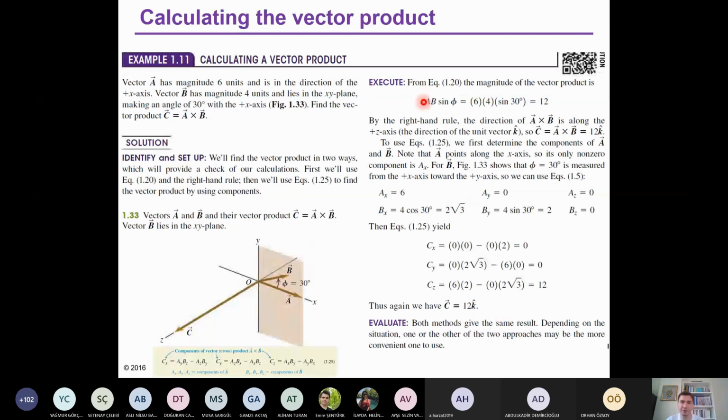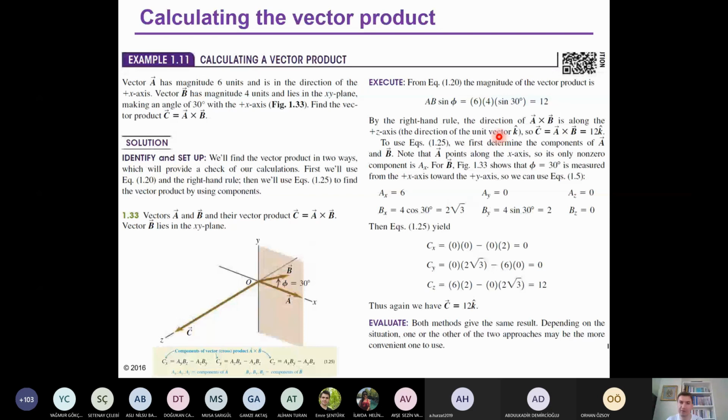The magnitude of the vector product is A times B sin phi. A is given as 6, put it there. B is given as 4, put it there. The angle in between is given as 30 degrees. Take the sin 30 and the result is 12. By using the right-hand rule, the direction of the unit vector is k. So C vector will be A cross B, which is equal to 12k, magnitude we have already calculated, and direction. Good, so this is the result. We have already solved the problem.